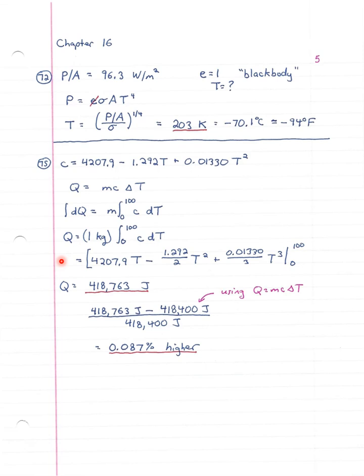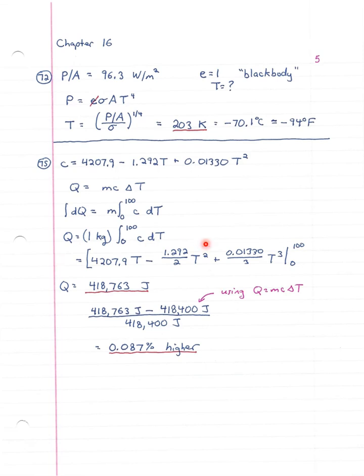Finally, we have question number 75. Water's specific heat in the range of 0 to 100 degrees Celsius varies with temperature, according to the equation that's given right there. So it's not simply 4184. It changes a bit. Use this expression to find the heat required to raise the temperature of 1 kilogram of water from 0 to 100 degrees. Then, by what percentage does this differ from the result you would get using the value of C in the table over the entire temperature range?